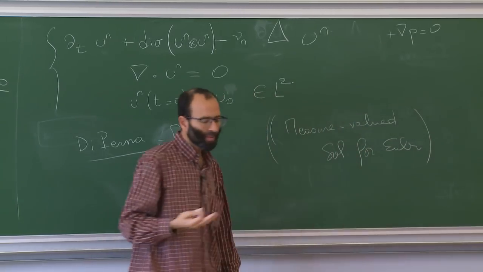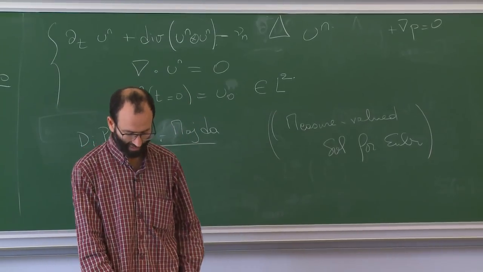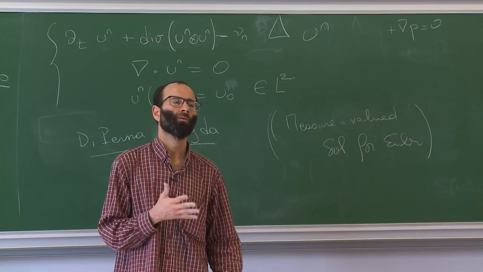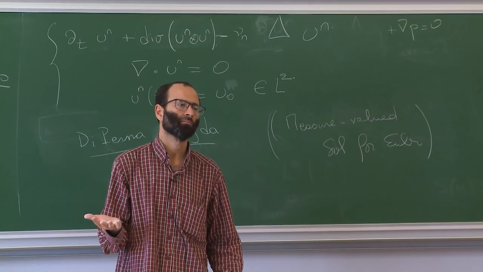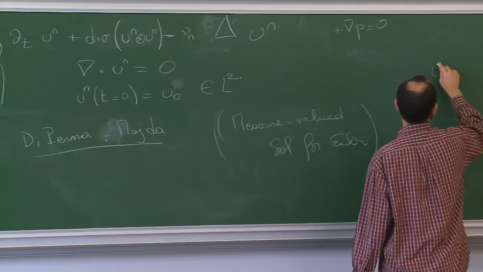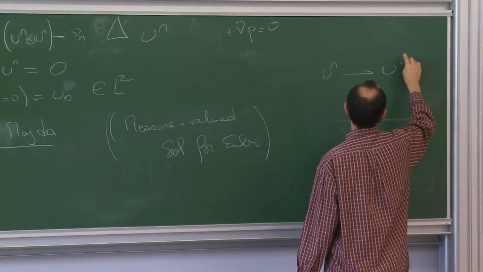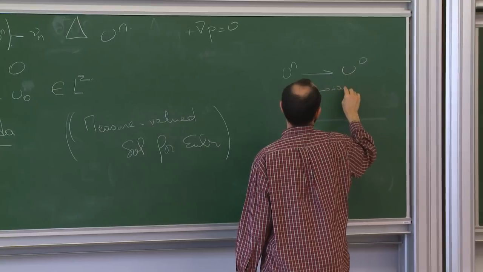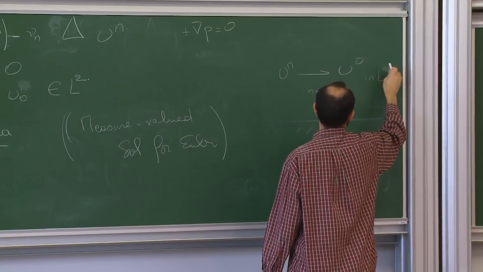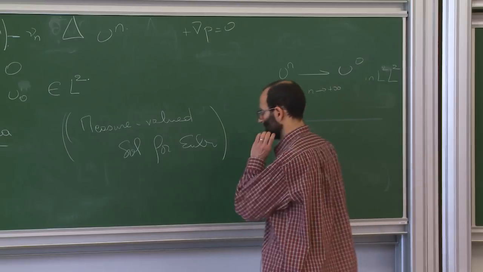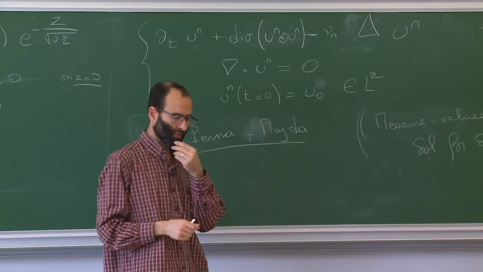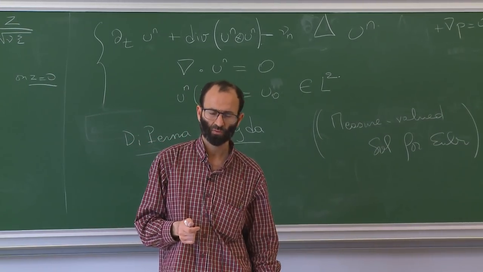Right? So basically, okay, without going into the detail of it, it's more sophisticated than what I'm saying. I know that my u_n will converge weakly to some u_0, just by compactness, when n goes to infinity in L infinity L2. Or let's say in L2. But I cannot deduce that there is strong convergence. What I can say is that there is weak convergence.